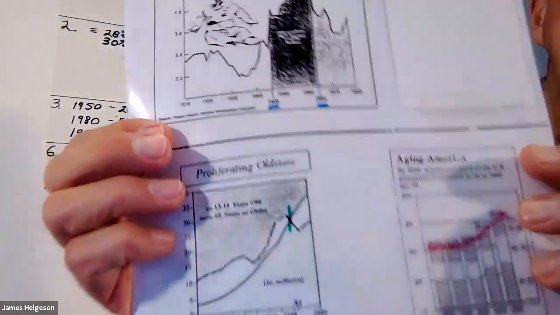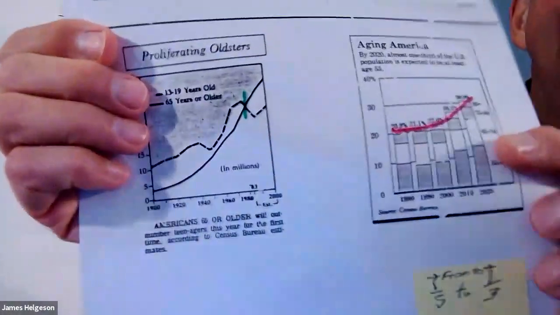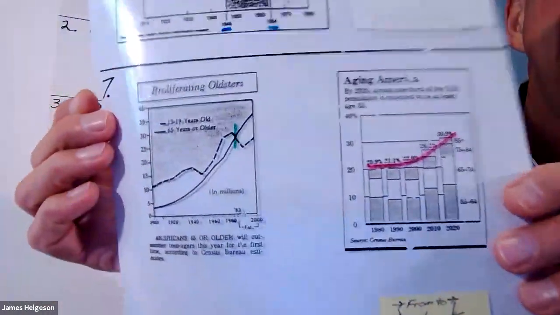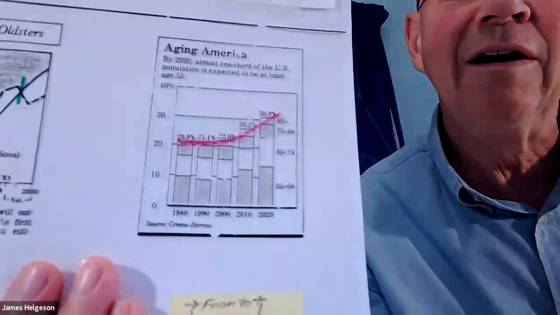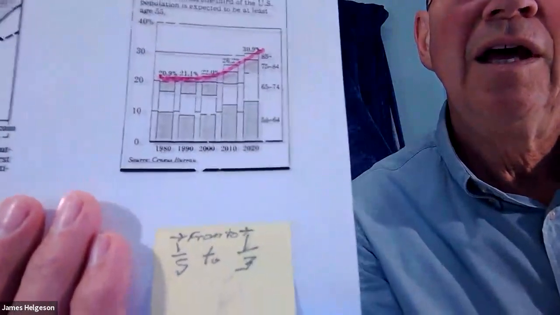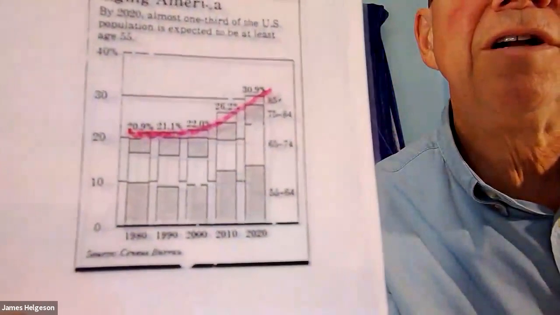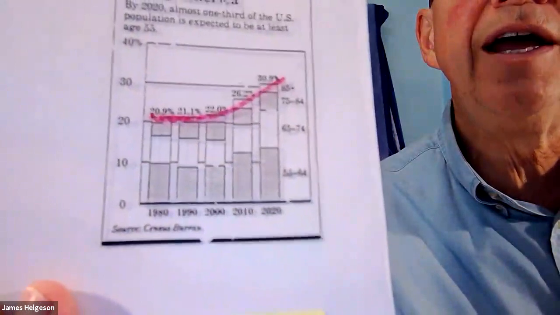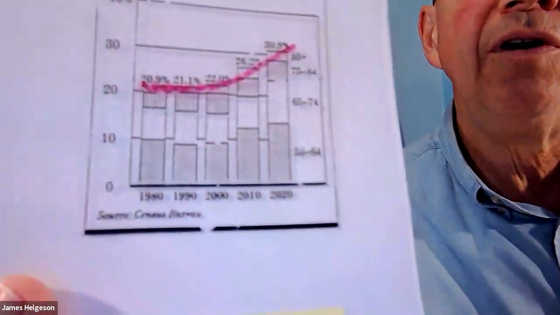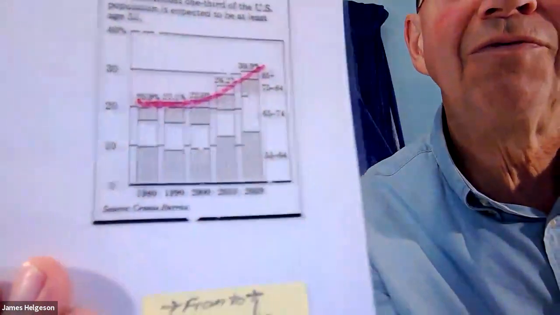But because of the boomers moving through history, this pig through a python, here's the seventh fun demographic fact: the proliferation of oldsters. Let's look at this one right here. It says moves from a fifth to a third. Is that right? Of adults 54 years old and older. We're probably there about now, okay? In 20 years. No, that's 40 years.